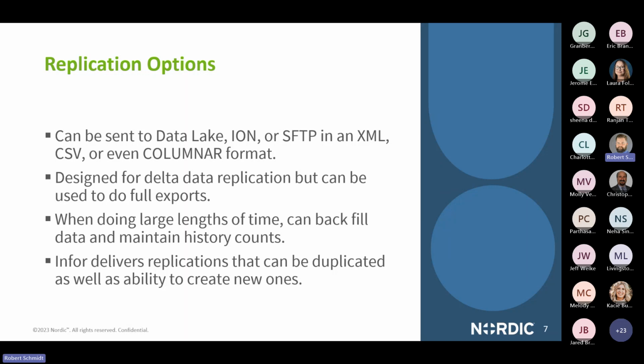One of the main reasons for that is Infor still does make changes to the replications. So if you were to edit the replication and put it into production, and Infor delivered a change to it, you're going to lose the edits that you made. So copying it and creating your own gives you the ability to get the updates and the changes that have happened and not lose what you have going on in your production environment.